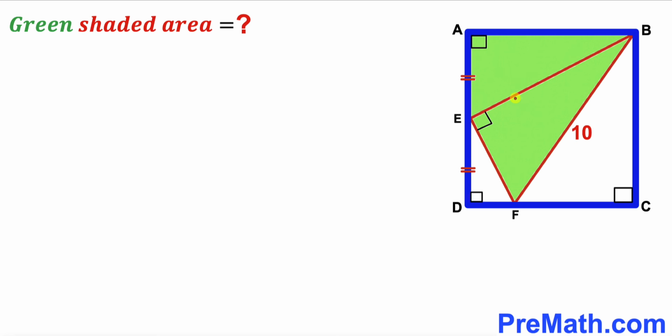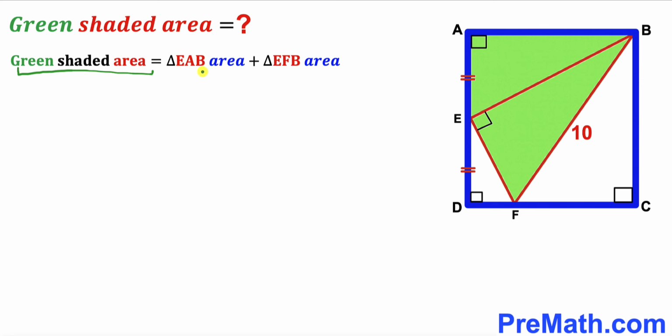Since we are interested in calculating the area of this green shaded region, we can see that it consists of these two right triangles. Therefore, the green shaded region area is equal to the sum of these two triangle areas: the triangle EAB area plus the triangle EFB area. So our task is to calculate the area of triangle EAB, and the area of the other triangle EFB as well.